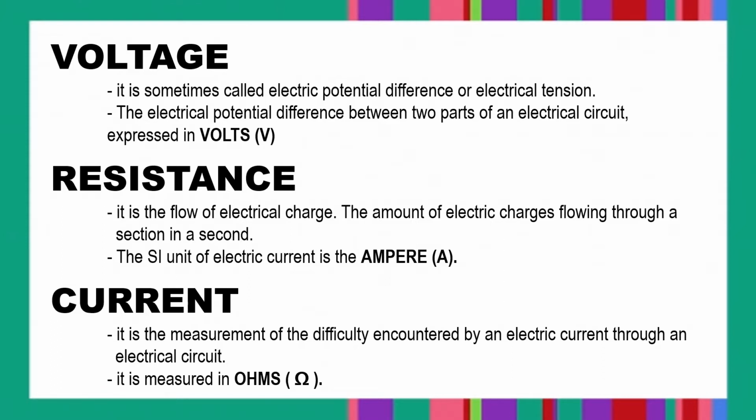This electrical potential difference between two parts of an electric circuit is expressed in a unit of volts with a capital V. For current, it is the flow of electrical charge, the amount of electrical charges flowing through the section in a second, and the standard unit for this is ampere with a symbol of A. And for resistance, it is the measurement of the difficulty encountered by an electric current through an electrical circuit. It is measured in a unit of ohms with the symbol of sigma.